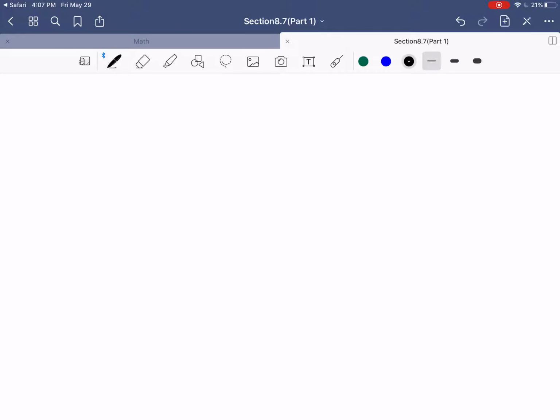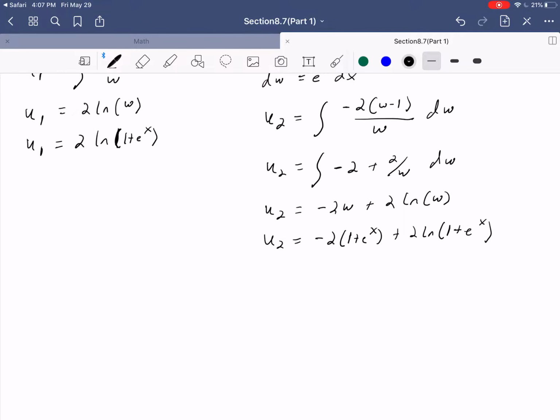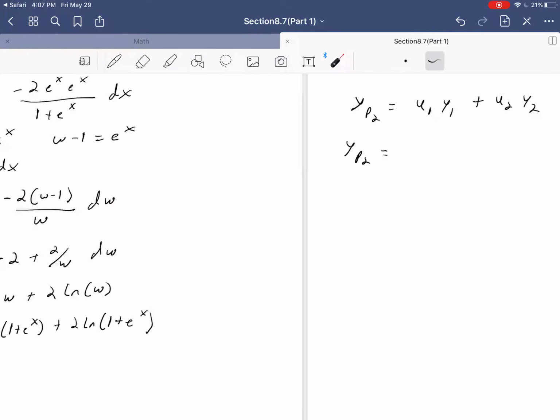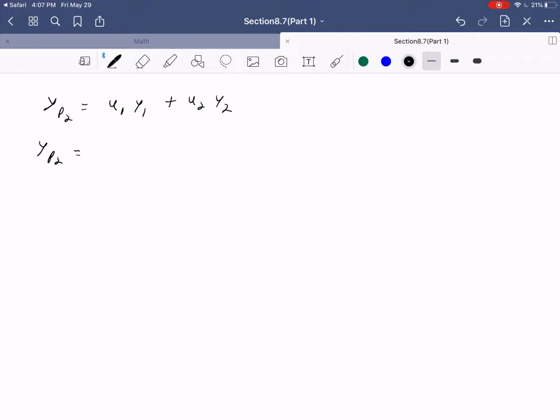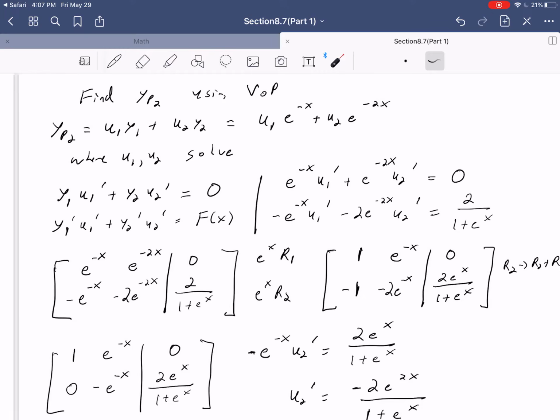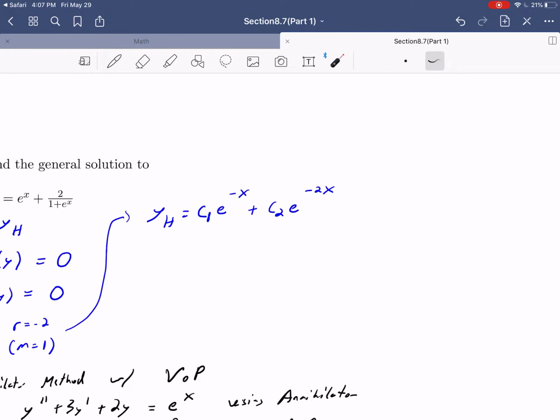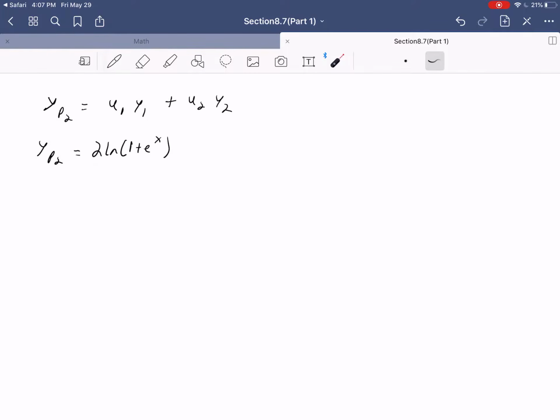Okay. This tells us, now we're just sort of in the home stretch here, that yp2 is supposed to be u1 y1 plus u2 y2. So yp2 here is u1, we just figured out, is 2 times ln 1 plus e to the x. So this is going to be 2 ln 1 plus e to the x. What's our y1? Well, track that back down somewhere here. y1 was that e to the minus x. So we can put that. e to the minus x.